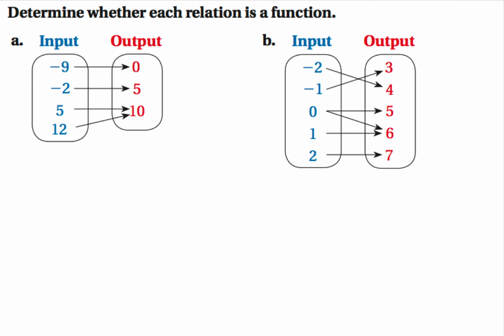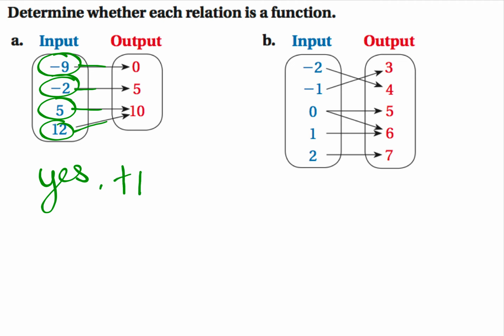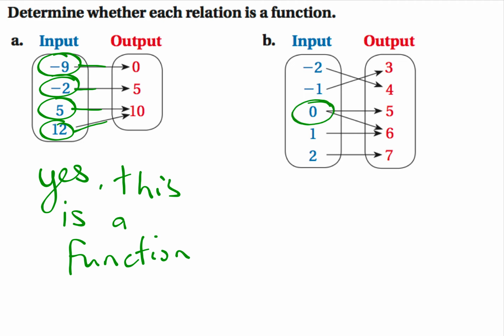Let's determine whether each of these is a function. Now this first one, if we look at all the inputs, there are 4 of them, they only each have one place to go. Yes, this is a function. Okay, the next one, if we take a look at the inputs, that's the important part. This input right here, 0, can go to either 5 or 6. Because this input has 2 different places it can go, this is not a function. Functions need to have only one place they can go.